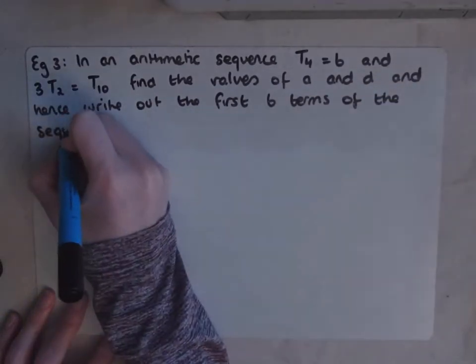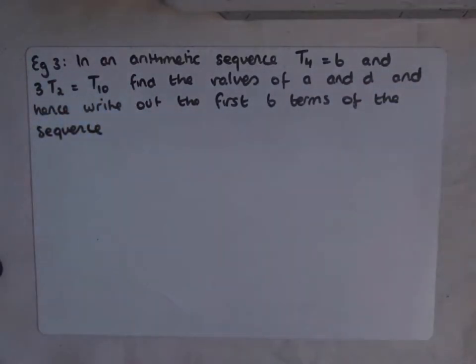In an arithmetic sequence, T4 is 6 and 3 times T2 is equal to T10. Find the values of A and D and hence write out the first 6 terms of the sequence. Why is there 3 in front of the T2? Because it's telling you 3 times the second term is equal to the 10th term. I'll show you what that means in a minute, but it's just saying 3 times this is equal to this.